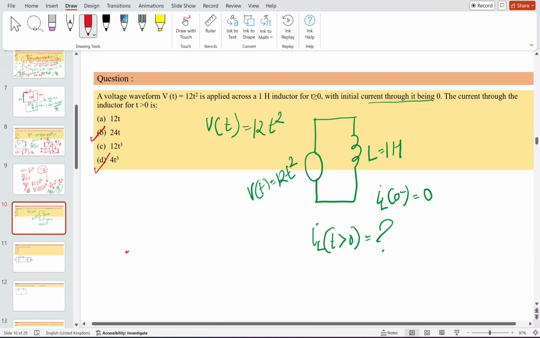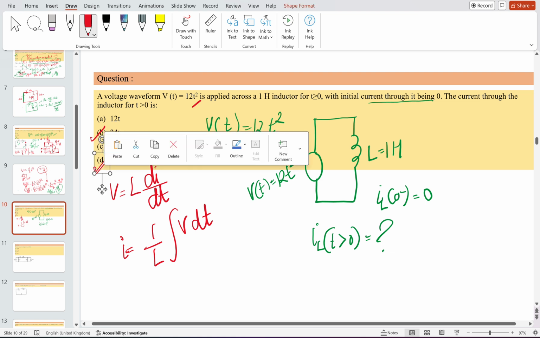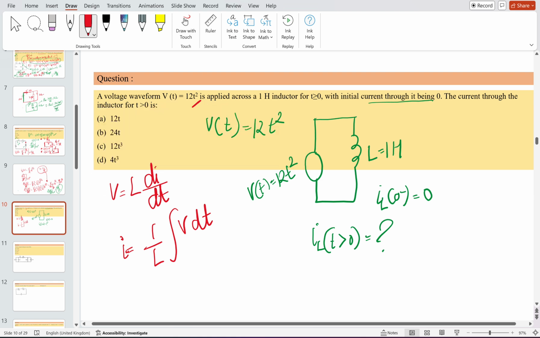So the standard voltage equation of an inductor is V equals L di by dt in terms of current. And it is asked what is the value of current? I will be equal to simply 1 by L integral of V dt. Now here the integration term came. It means that if you have t square, you will integrate and you will get t cube. So from that perspective, you can say that option D is correct. Let's try to solve it through that also.